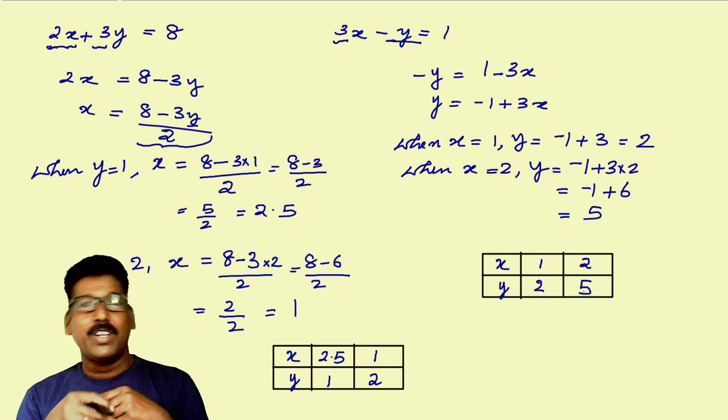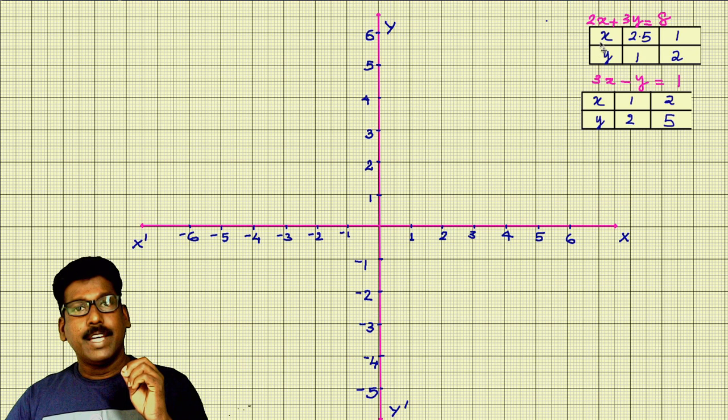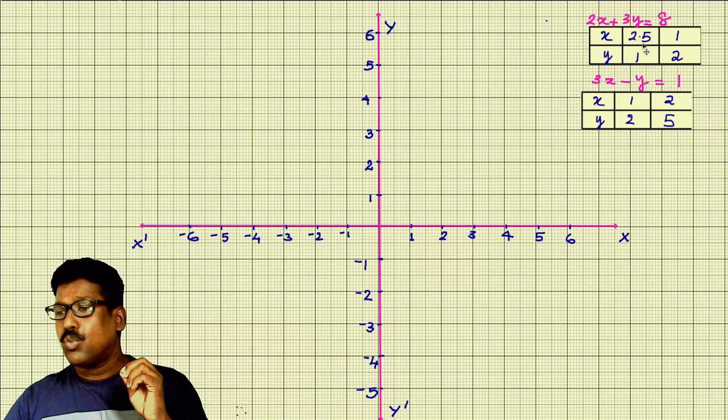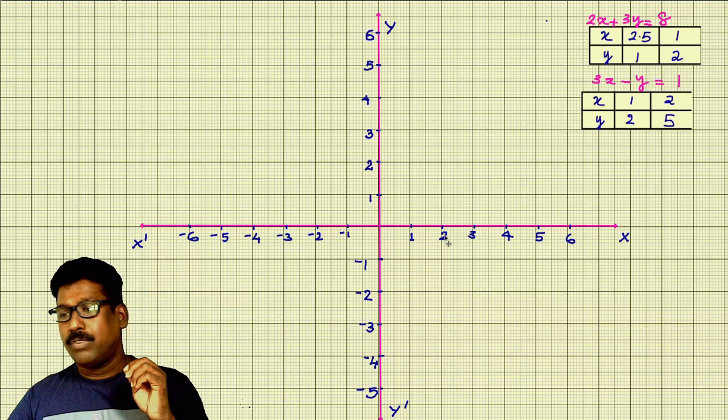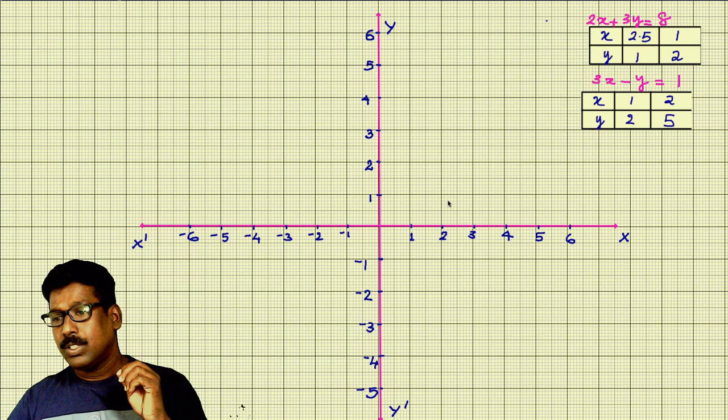Now, by using these values, we can draw the graph of these equations. Here, when x is equal to 2.5, y is equal to 1. Where will it be? x is equal to 2.5. It is in between 2 and 3, the middle point here. And y is equal to 1 is here. So x is equal to 2.5, y is equal to 1 will be here.